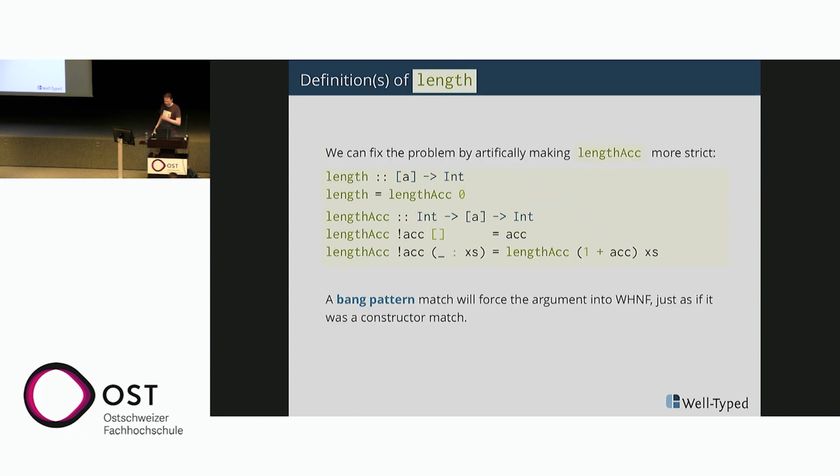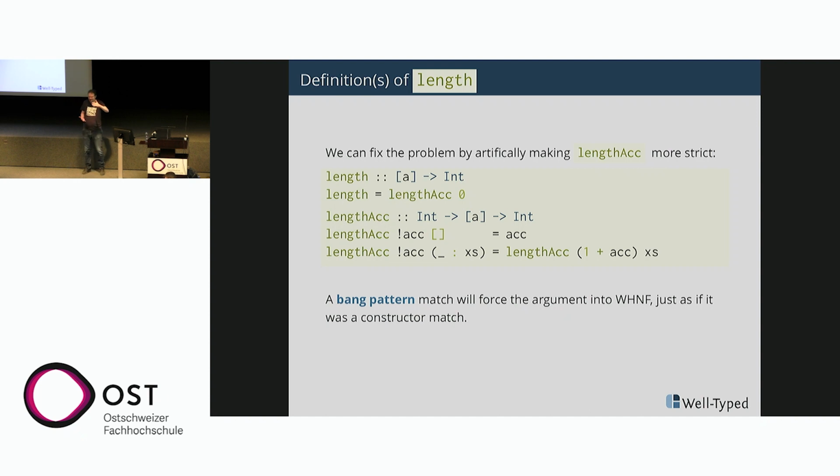Right, so the solution here, and this is really one of the common points where this becomes relevant, is that we can fix the problem by making length ac more strict. Right. So, how do we make it more strict? By using a bang pattern. And the bang pattern is something where you can think of it as basically only matching if the argument is in weak-head normal form, even though there is no constructor visible. Right, there wouldn't be a good constructor we could match on for Int. What would we match on, right?